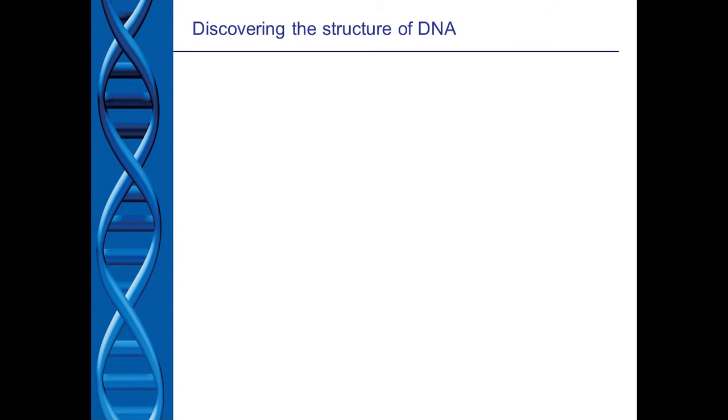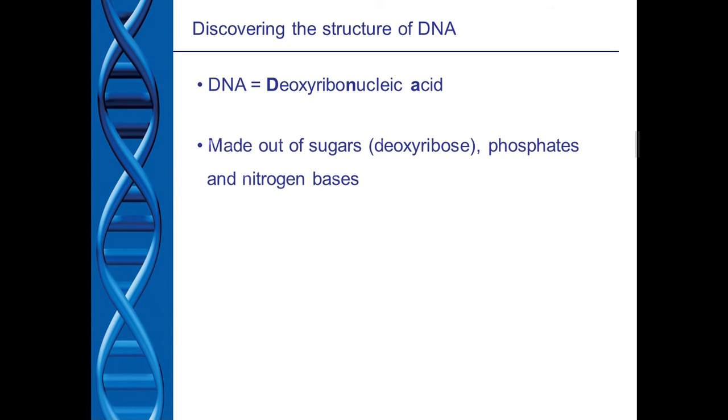First, let's review a little bit about DNA. DNA is made of deoxyribonucleic acid. It contains 4 bases, A's, T's, C's, and G's, and those are attached to a sugar and a phosphate group. The sugar is called deoxyribose, and the phosphate is going to provide the energy just like the phosphate groups in ATP provide energy.